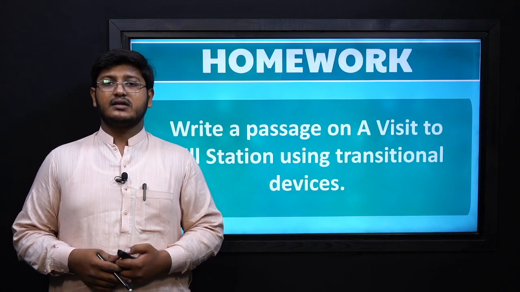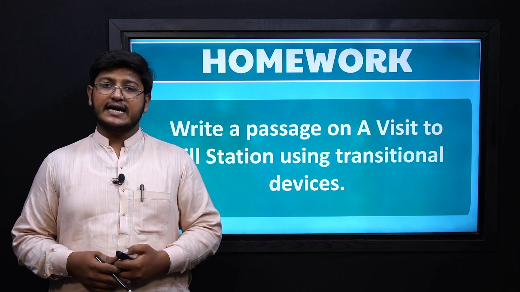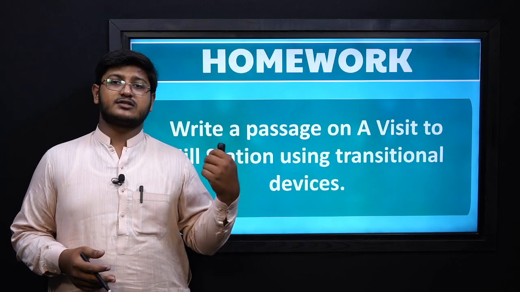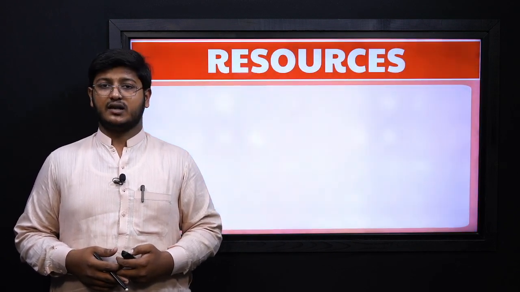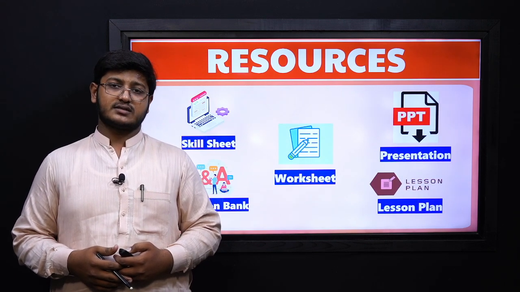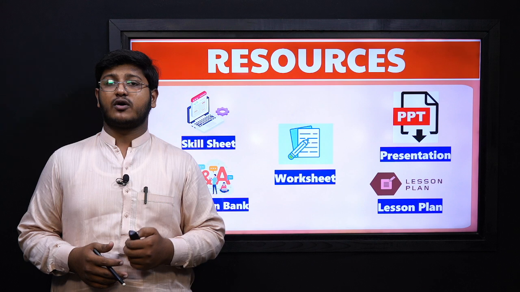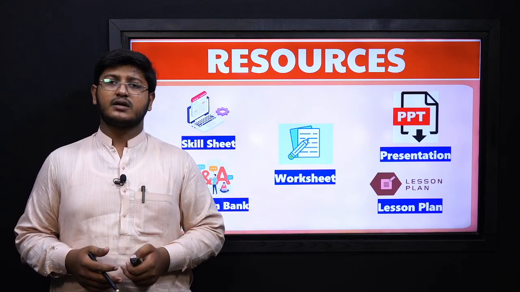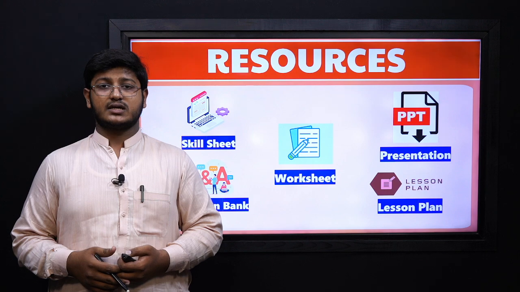Let's go further. Here we have a homework. In this homework, what you have to do? You have to write a passage using different transitional devices. The topic of the passage is written there. So kindly do this homework as well. Here we have a resource pack. You can access this resource pack through the description box of this video, or the QR codes which are placed on your book. This resource pack will help you to achieve your SLOs in a good manner.